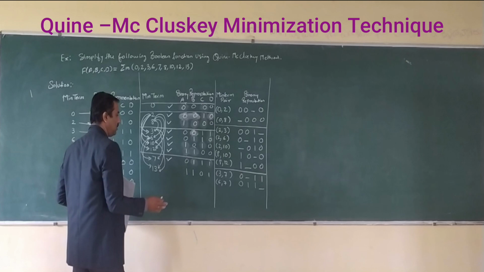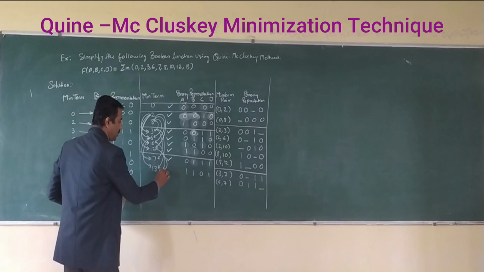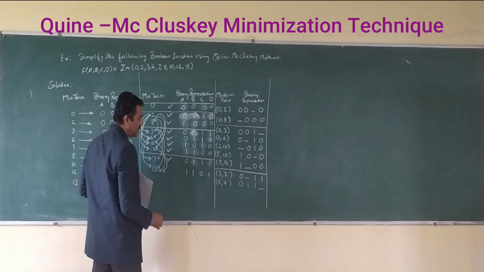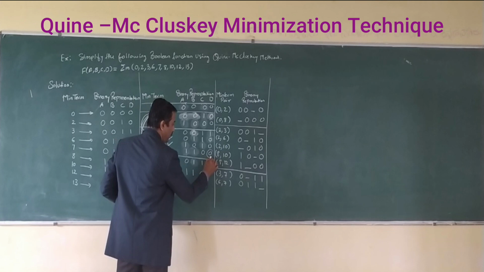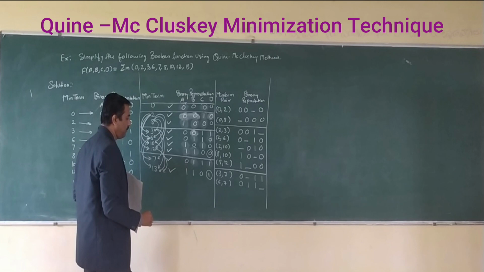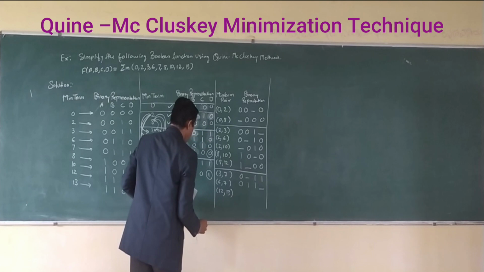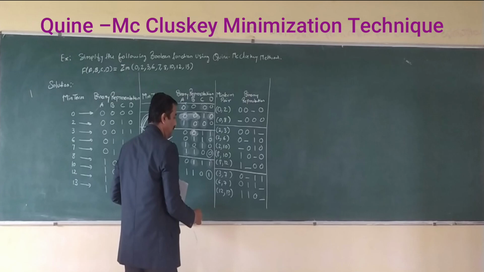Let me compare 12 and 13. When I compare 12 and 13, 1 1 in the first bit position, the two numbers are the same. Second column bit position remains the same. Third column 0 0, the bit position remains the same. And in the fourth column, you can find the bit positions are changing. So there is a change in only one position. So 13 can be a part of it. So I can compare 12 and 13 and I write it as 110 underscore. So this is step number 3, students.